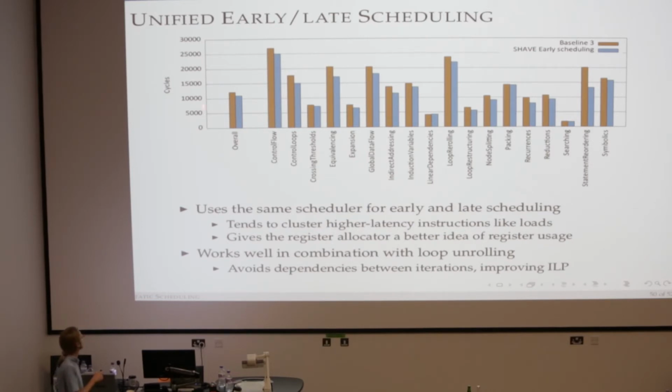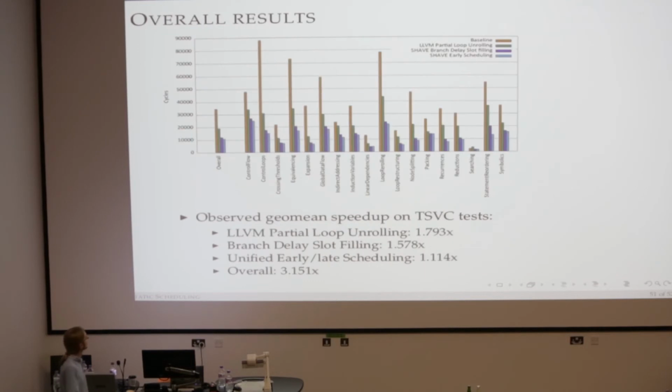So you can see the speed up is not as important, but we still think it's quite good to have it. So let's look at the overall results. We're around 34,000 cycles here as baseline. And with these 3 optimizations, we get to around 11,000 cycles, I think.